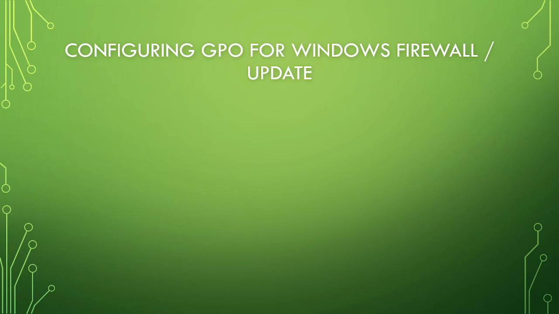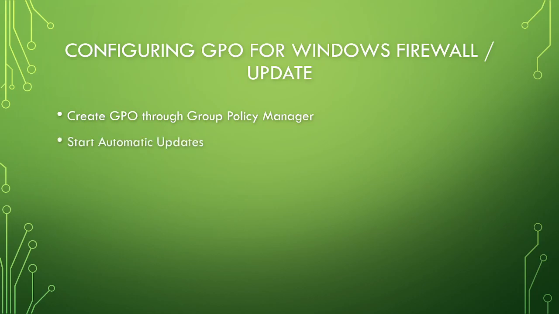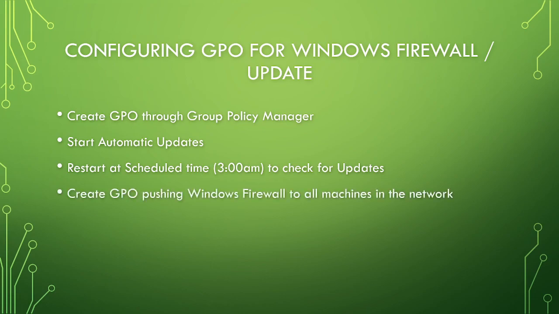Next, I configured GPOs for Windows Firewall and Windows Update. This was done by opening Group Policy Manager and configuring a GPO that would start automatic updates. It was then edited to restart at a scheduled time, 3 a.m. to be exact, to check for updates. We then created a GPO pushing Windows Firewall to all the machines on the server. This was probably one of the more challenging parts of my experience through this internship, but it was one of the most rewarding at the same time.